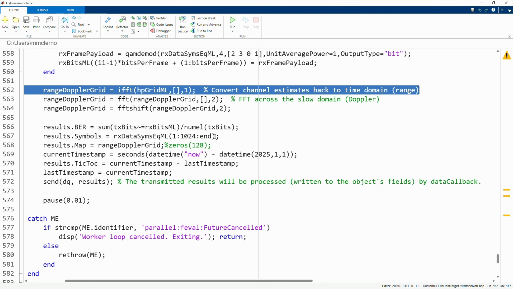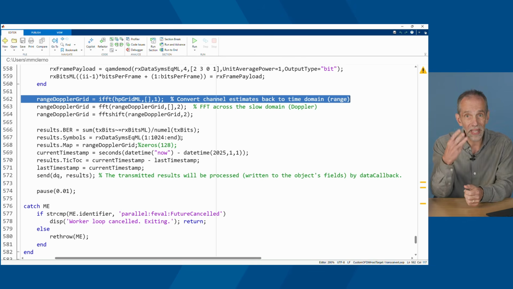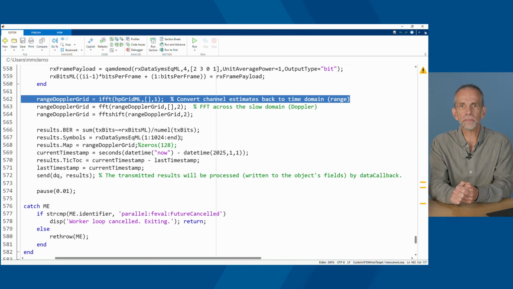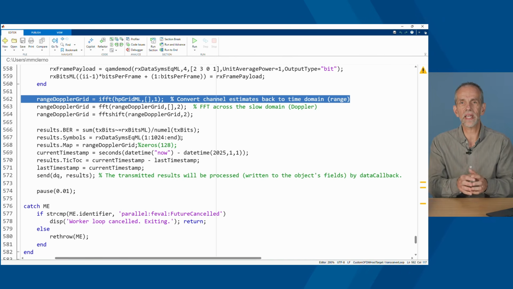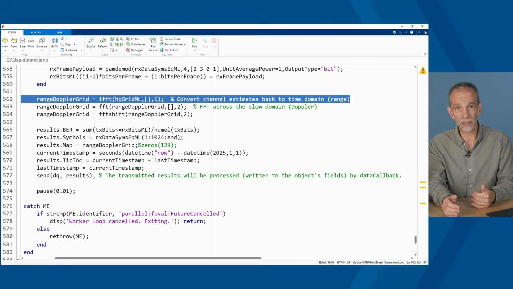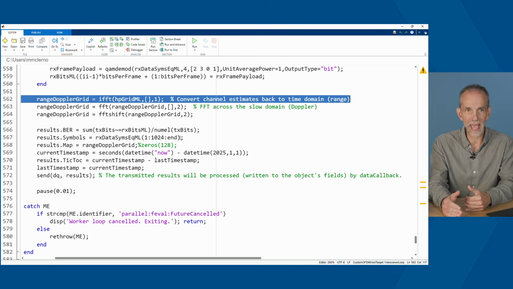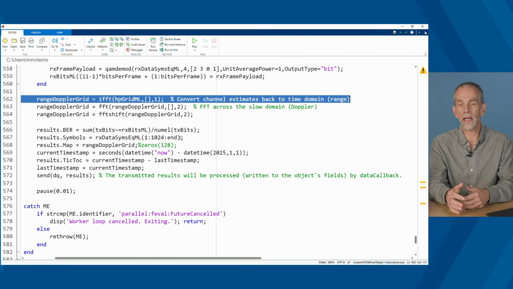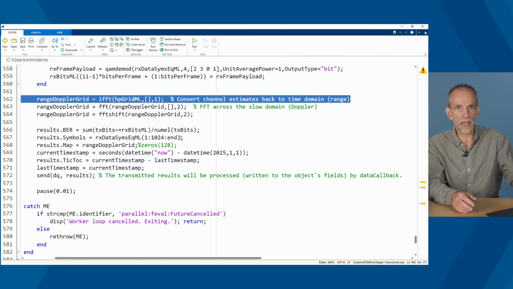You've got an IFFT to convert channel estimates back to the time domain. That's the fast time. Then the FFT of the range Doppler grid does an FFT across the slow domain, and the FFT shift is just to get it so that our eyes are used to seeing a response. So really, 3 lines of code. There's some housekeeping going on as well, but the lion's share is just these 3 lines. So in any OFDM-based communication system, it is almost trivial to add radar processing to it. Let me go back to the diagram here.